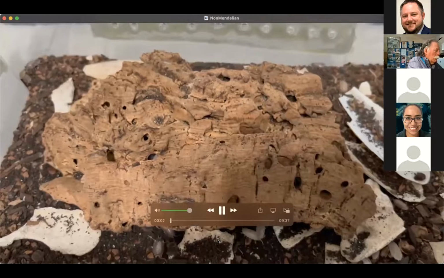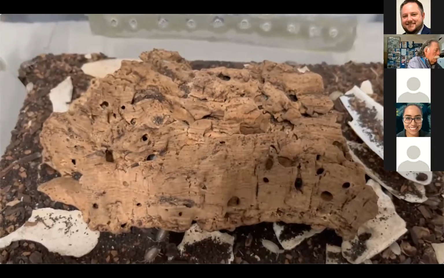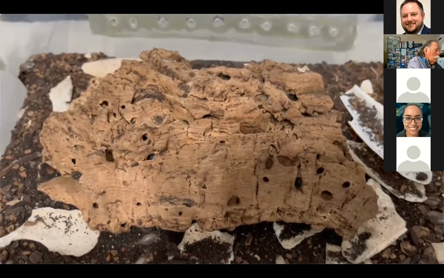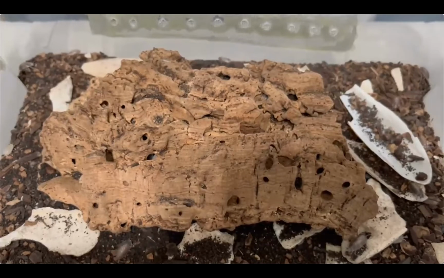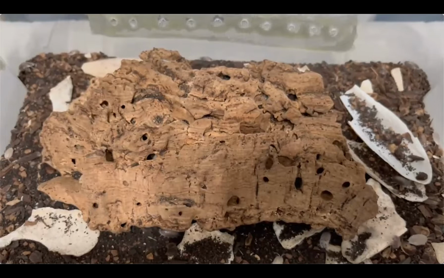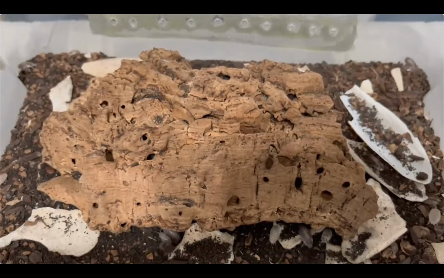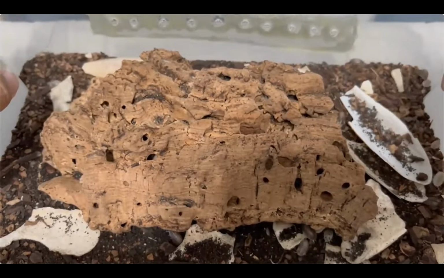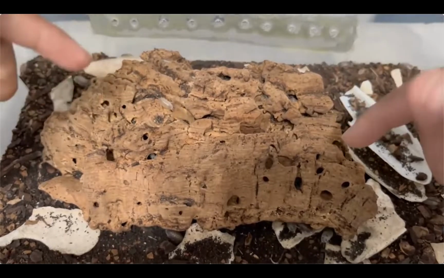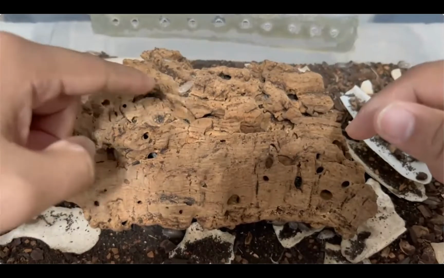Hey guys, in this portion of your virtual field trip, we are going to be talking about non-Mendelian inheritance, and we are going to focus on codominance and incomplete dominance. And I wanted to show you guys what I think is a pretty awesome example of codominance. So these guys are isopods. You guys see them crawling around.